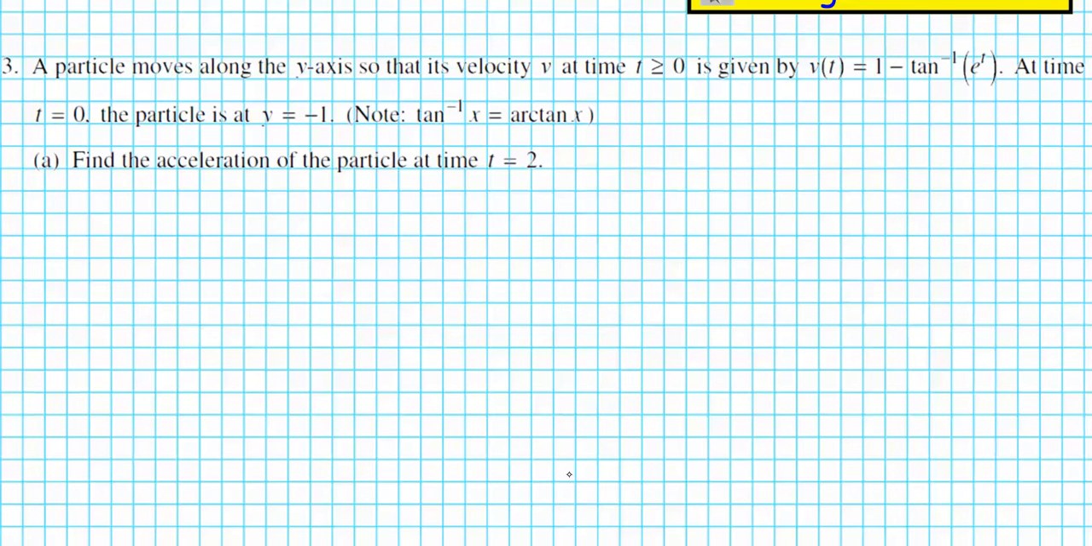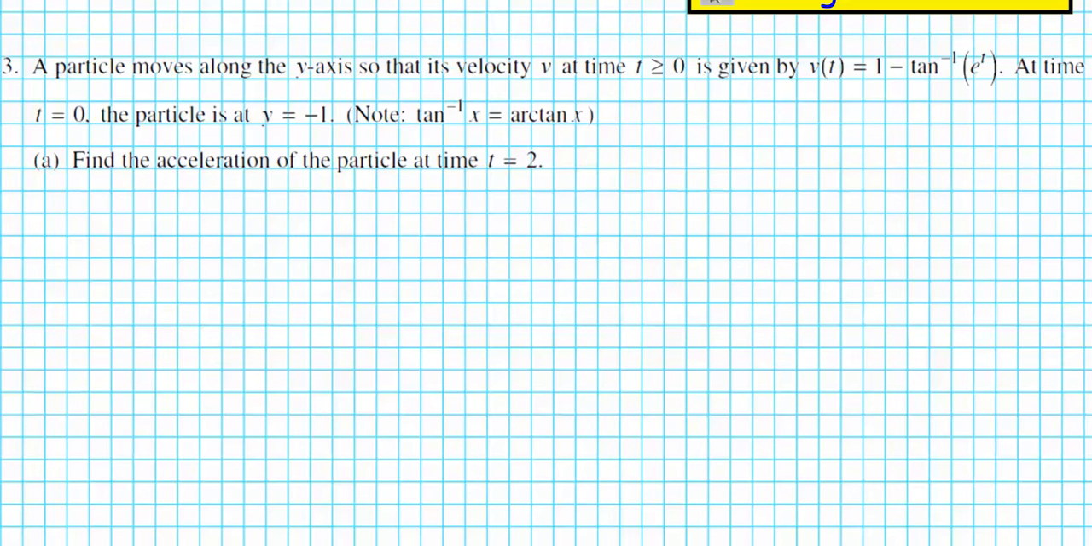It says a particle moves along the y-axis so that its velocity v at time t greater than or equal to 0 is given by v of t equals 1 minus the arctan of e to the t. At time t equals 0, the particle is at y equals -1. Note that arctan tan to the -1 is arctan. Question: find the acceleration of the particle at time t equals 0.